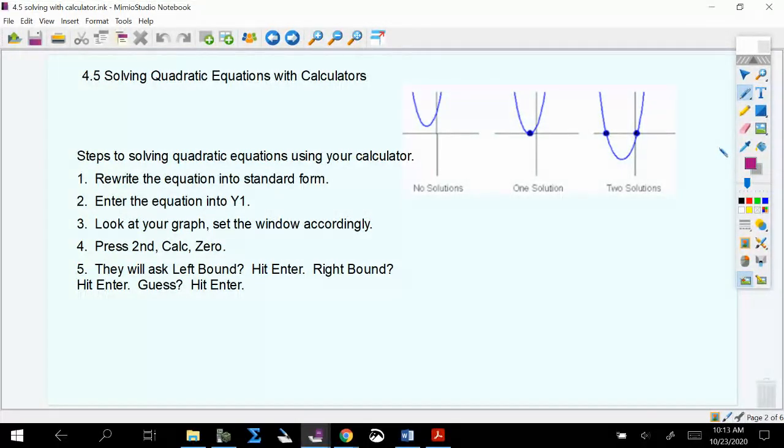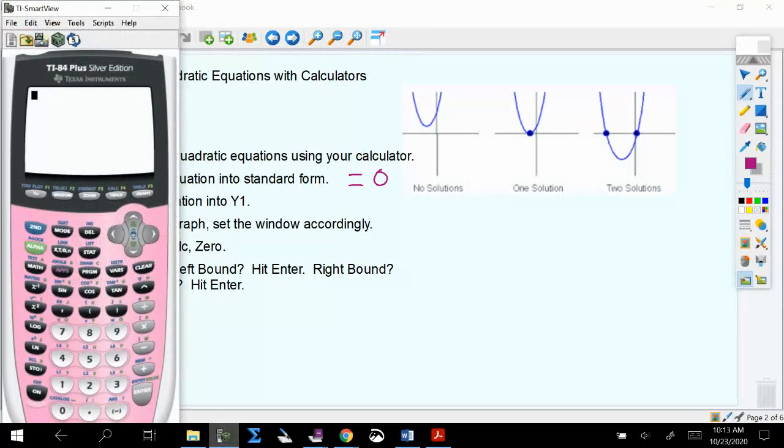So I have some steps here if you want to jot down these steps or maybe take a screenshot so you can get these steps. When you are trying to solve a quadratic using a calculator instead of using factoring, your first step is to make sure it's in standard form. Basically, what that means is make sure that the whole thing is equal to 0 and everything's on the other side. You're going to go to your calculator and enter it into the Y1 button.